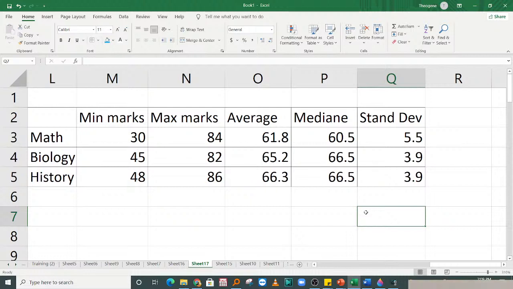So the deviation is high in mathematics comparing to biology and history.